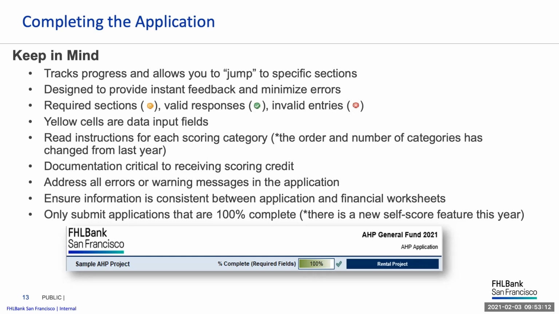Almost all of the questions require a yes or no answer, even if the question doesn't apply to your project. Remember that it is best to fill out the application sequentially to avoid formula errors. Finally, take advantage of the self-score feature in the application this year to ensure that everything is filled out correctly.